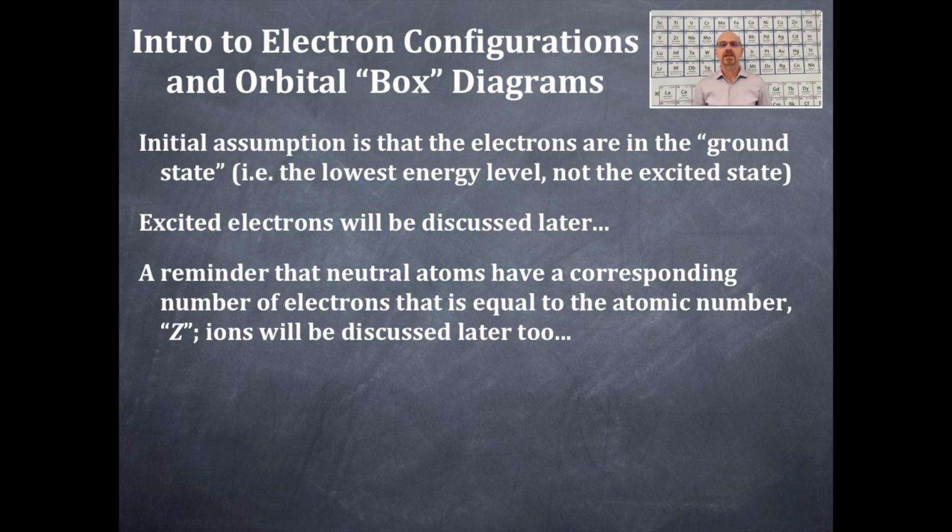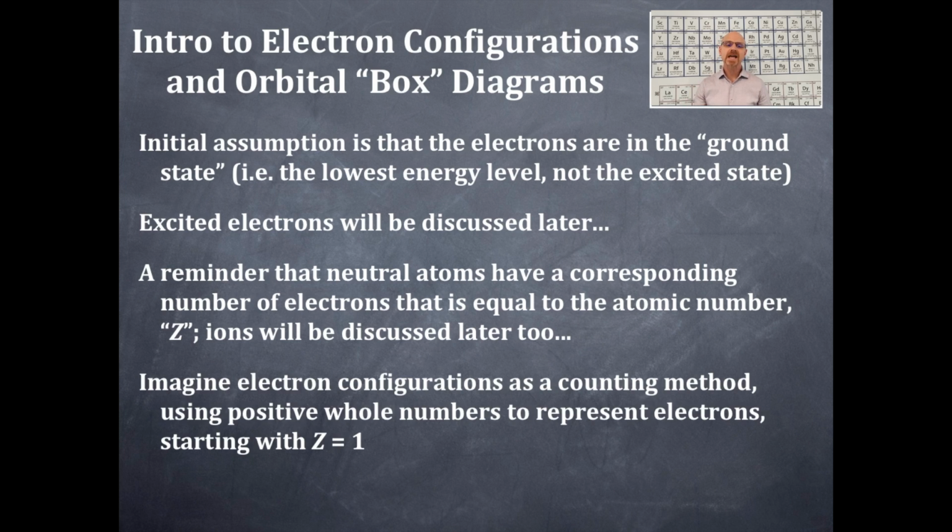Okay, just a quick little reminder that neutral atoms have a corresponding number of electrons that is equal to the atomic number. The atomic number is the Z. Again, ions will be discussed later on too. That is a loss of electrons or a gain of electrons.